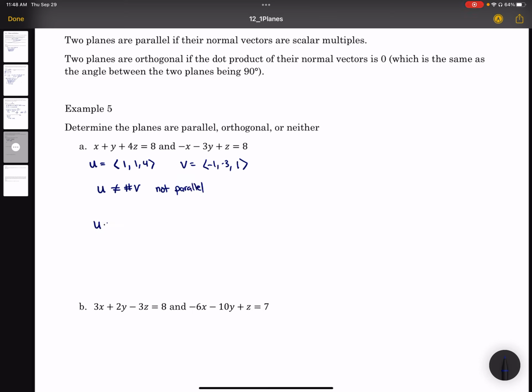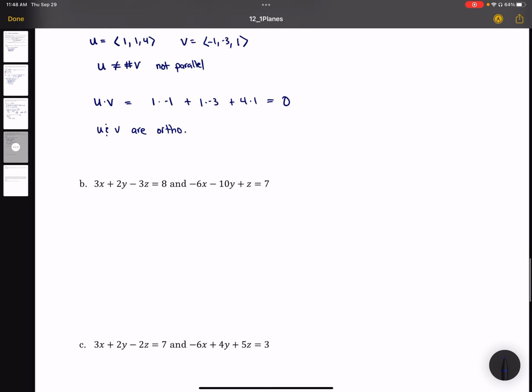So then U dot V, that's going to equal 1 times -1 plus 1 times -3 plus 4 times 1, which is -1 minus 3 plus 4, which is 0. So because we get 0, we know U and V are orthogonal. We're just going to abbreviate orthogonal with ortho.